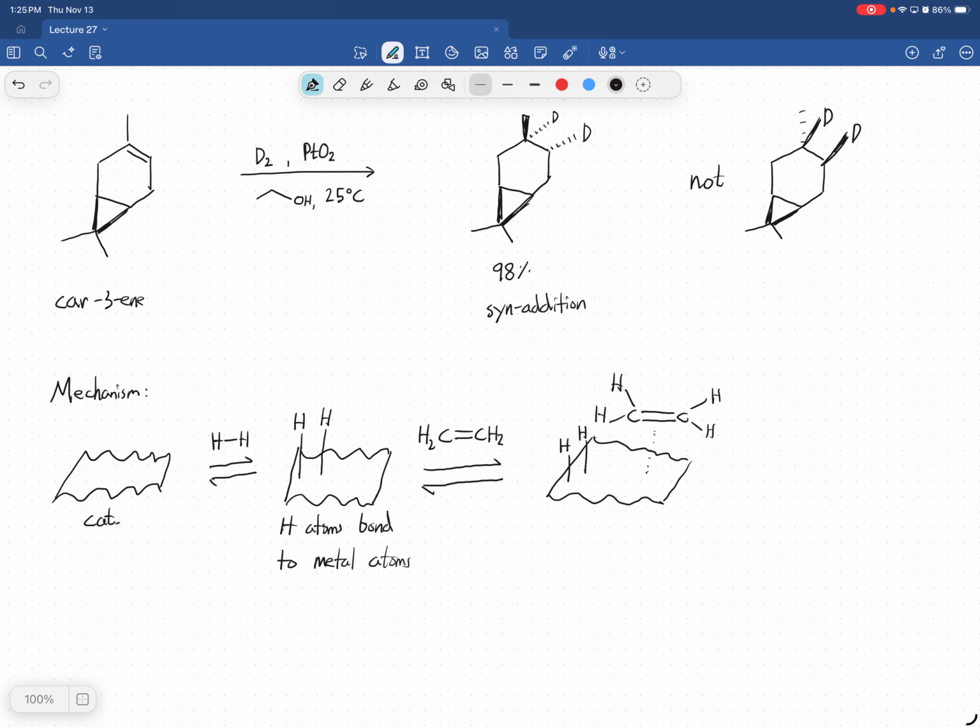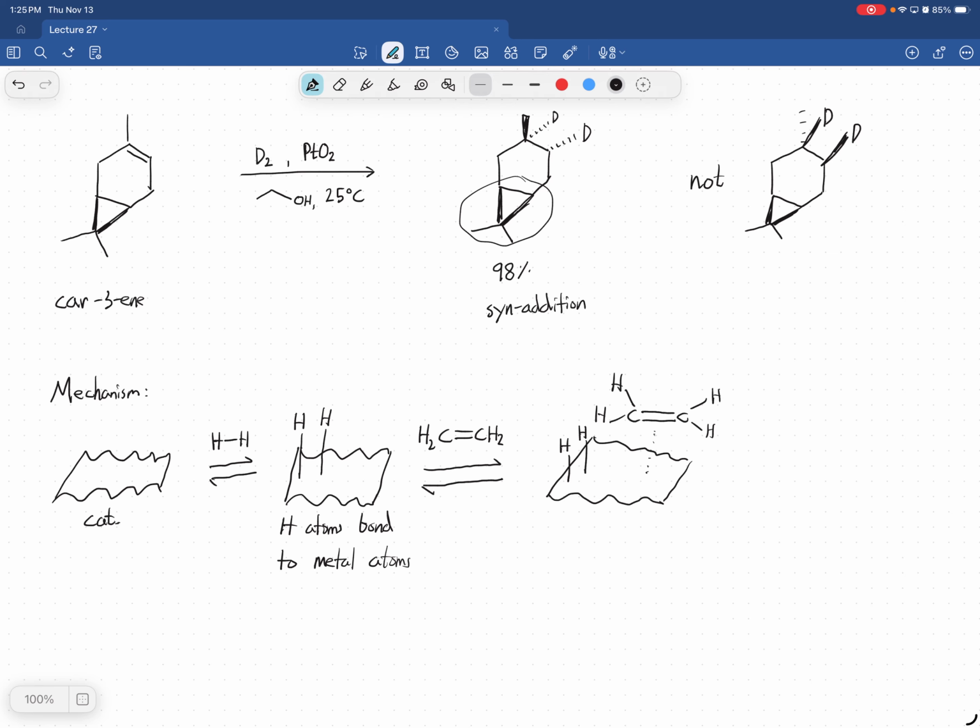Okay. So you can kind of see that the alkene has to bond to the metal surface. So what do you think this group over here is going to do? Well, since it doesn't work now. All right. It used to work. All right. What do you think that group is going to do when it approaches the metal surface?